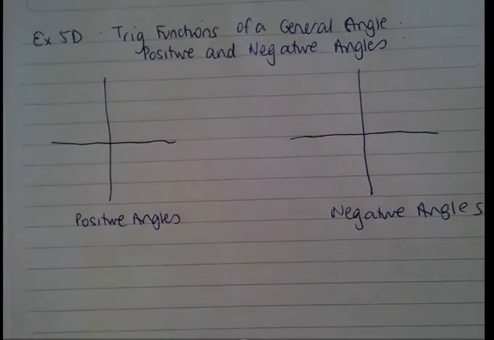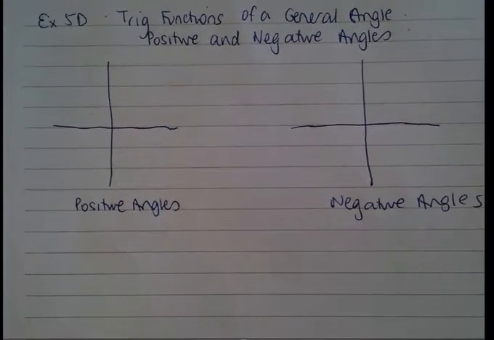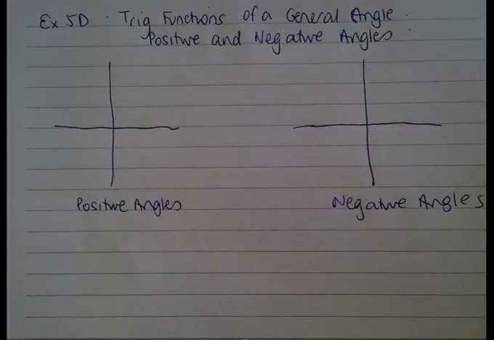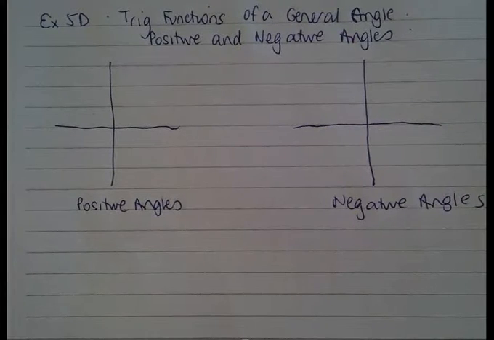All right, exercise 5D, trig functions of a general angle. We're just doing a few little extra bits in this exercise. The main thing here is that we've already investigated sine, cos and tan x on our worksheets, and knowing where sine, cos and tan are positive and negative. The other thing that I haven't spoken about is negative angles. So we're going to look at the difference between negative angles and positive angles.